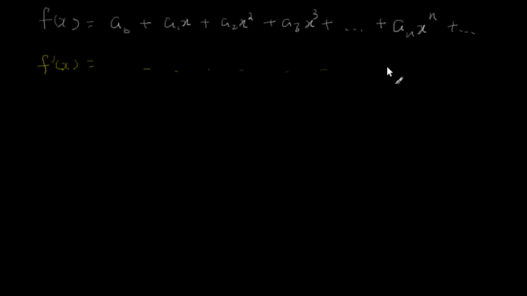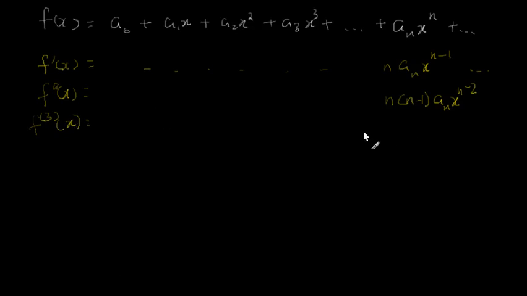So if I differentiate this once, I get n an x to the power of n minus 1. If I differentiate this again, I'll get n, and this would come down, n minus 1, then an x to the power of n minus 2. If I differentiate this 3 times, I'll get n, then n minus 1, then n minus 2, then an x to the power of n minus 3. So what happens if I differentiate this n times? Each time I differentiate, the power comes down, and the power is less than the previous one by 1 unit. So you can already see a pattern here.